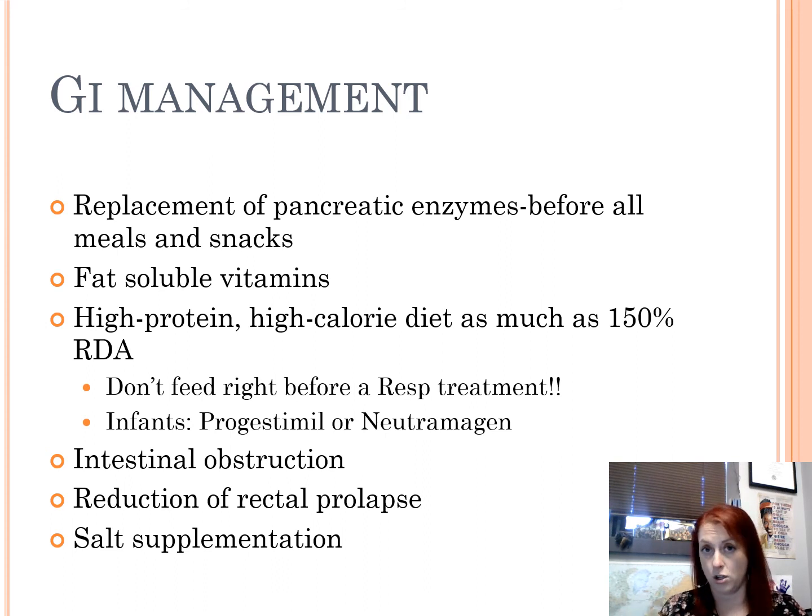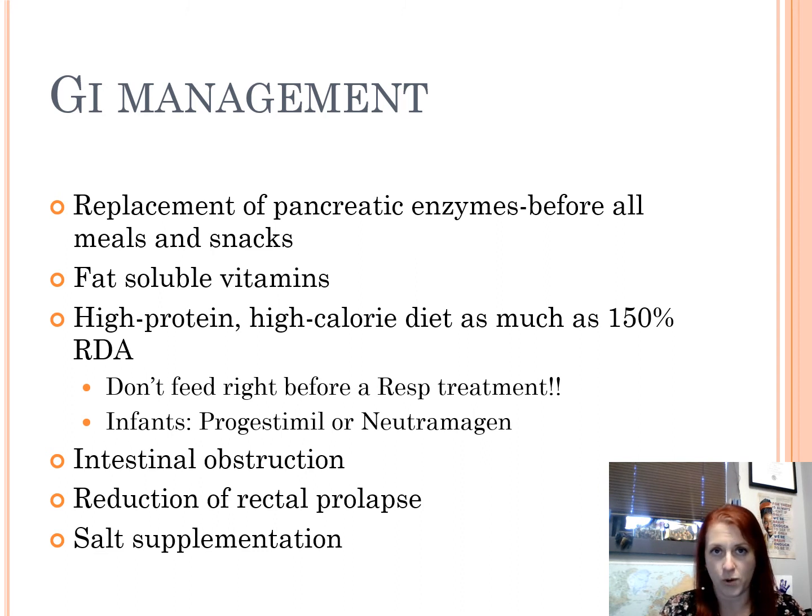They need extra fat soluble vitamins daily. They need a high protein, high calorie diet. They can eat whatever they want. They can go down to the cafeteria and get 2 cheeseburgers and 2 milkshakes and 2 plates of fries, and still not gain weight. Our minimum goal that we're aiming for is 150% of what their daily recommended amount based on their age is going to be.